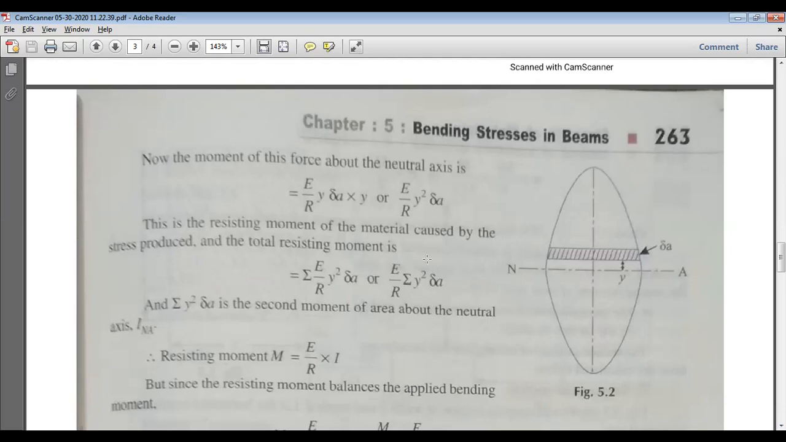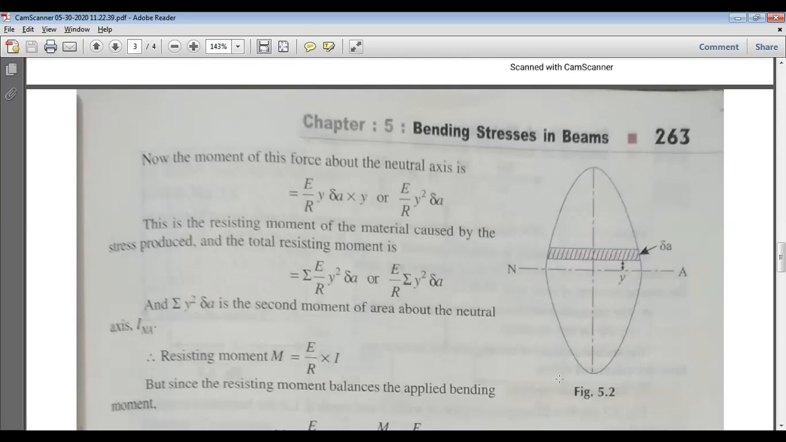E by R sigma y square delta A. E by R will be the same, and sigma y square delta A is the second moment of area, because delta A into y is the first moment of area, and then if we take y again, delta A y square will be the second moment of area, or the moment of inertia. So this is I NA, about the neutral axis. We can replace sigma y square delta A by I, so this way we'll find M equals E by R into I.